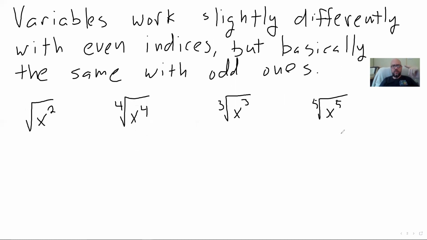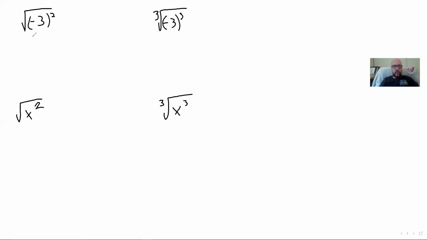Variables work a little bit differently with even roots, but pretty much exactly the same with odd ones. In fact, let me go over here for a second. I should have done this page first, I think. So I want to look at these examples first. If I'm taking the square root of negative 3 squared, well, negative 3 squared is 9. So this is the square root of 9.